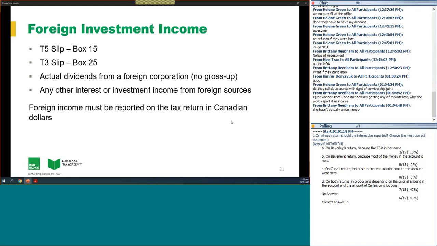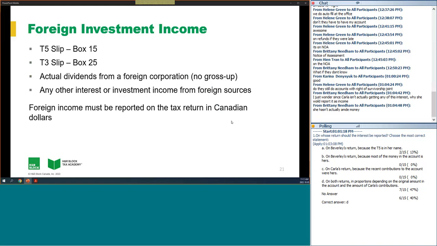All right, and then very briefly, foreign investment income. Sometimes you'll get foreign investment income from a tax slip, so you'll get a T5 or a T3, box 15 or box 25. Sometimes you'll get dividends for a foreign corporation. If you do, convert it to Canadian. You might get interest or other investment income from foreign sources. If you do, convert it to Canadian. So bank interest for an American bank, bank interest from a British bank, wherever that is, convert to Canadian, put it on the tax return.